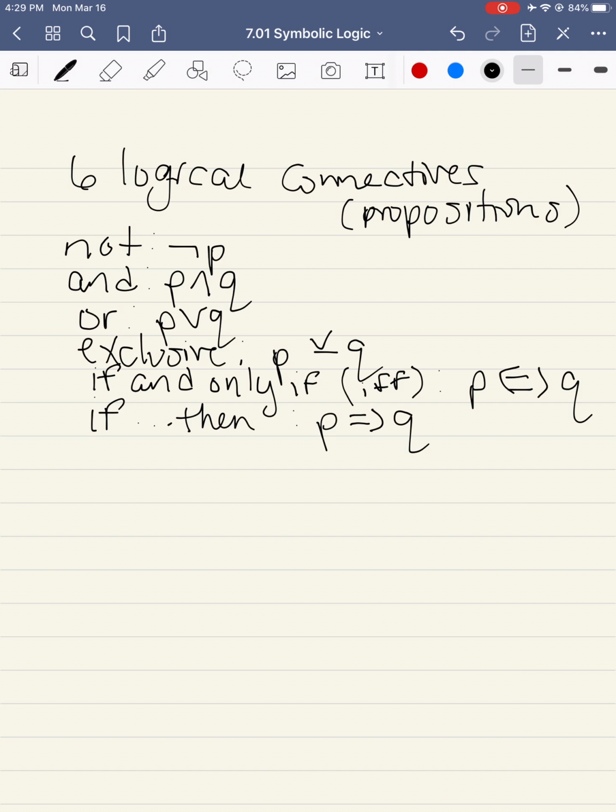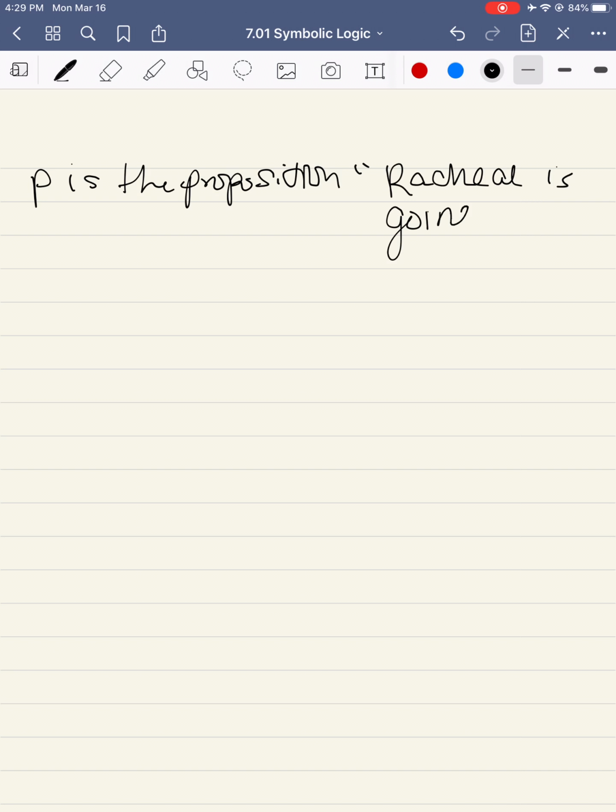So we are going to take a look at statements where we would use these in terms of plain English. So I'm going to write out some statements here based on just some things that I know about all of you in this class, just about where you're going to school. So let's take a look at what this may be. So if I have P is the proposition Rachel is going to Brown, and then I have another proposition, so let's let this be Q.